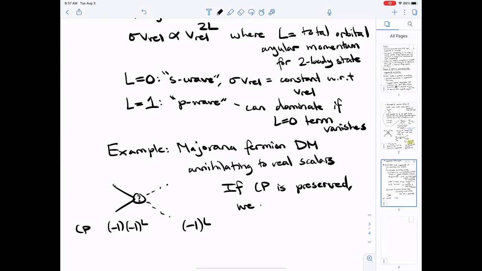So if CP is preserved, we need delta L equals 1 in this interaction, okay? Or delta L equals 3 or delta L equals 5, whatever. But we need delta L to be an odd number. Okay?